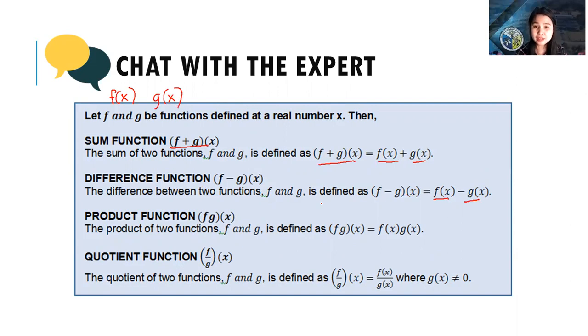For the product function, we multiply 2 functions. For the quotient function, we will divide both functions. And remember, our g of x must never be equal to 0, or else any number with a 0 denominator will give you an undefined answer. It means the answer does not exist. So let us start solving. Ready?